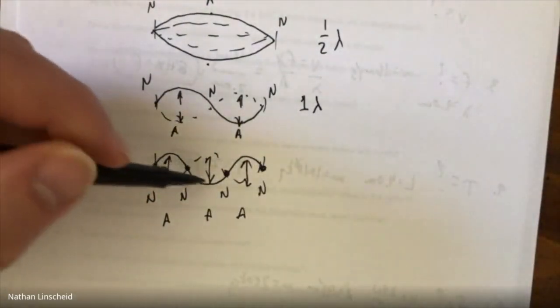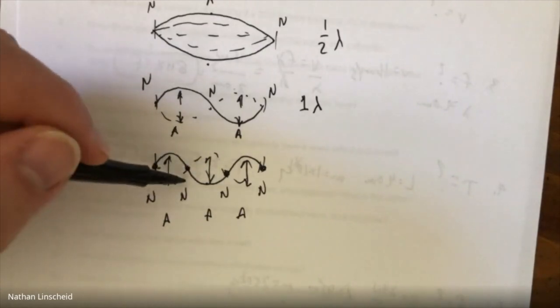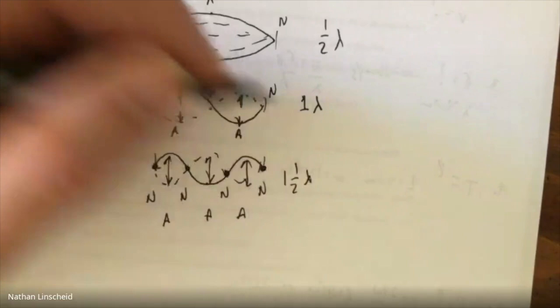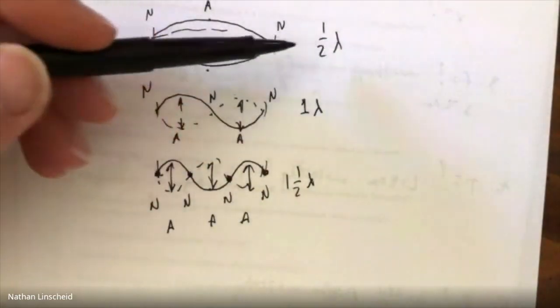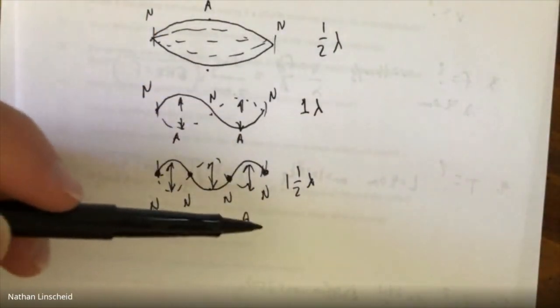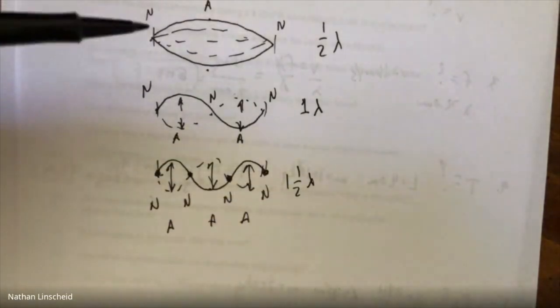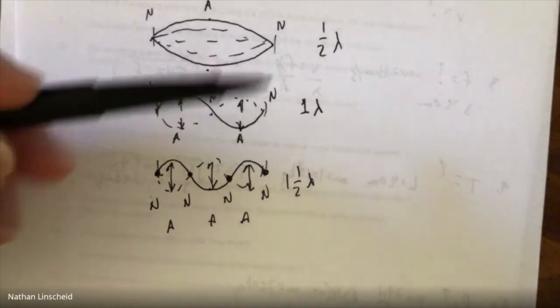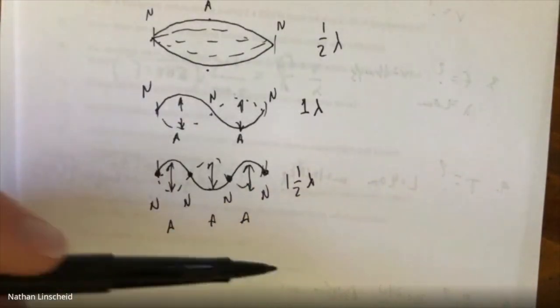Now this has a crest and a trough. That's one full wavelength, and then another half wavelength. So this is 1.5 wavelengths. Notice we can only increase by half wavelengths. We can't have 2/3 of a wavelength. We can't have 3/4 of a wavelength. It's 1/2, 1, 1.5, 2, 2.5, 3, 3.5, 4, and so on.